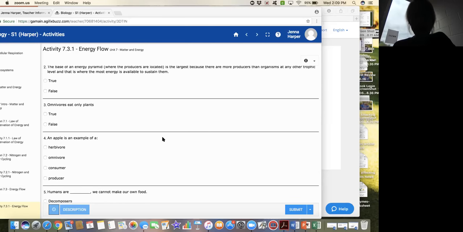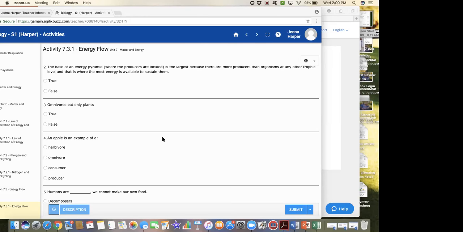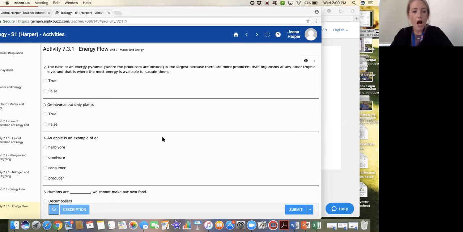Number 3, omnivores eat only plants. First of all, does anybody know what an omnivore is? An omnivore eats plants and meat. Plants and meat, you said? Yes, so that is false. An omnivore is like a human. Unless you're vegetarian, which is okay too, we eat plants and animals. But can you think of anything in the wild that is an omnivore?